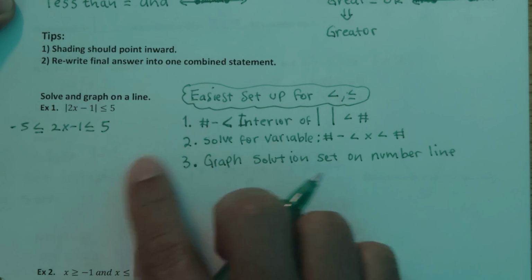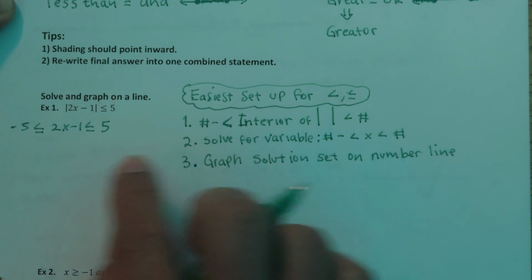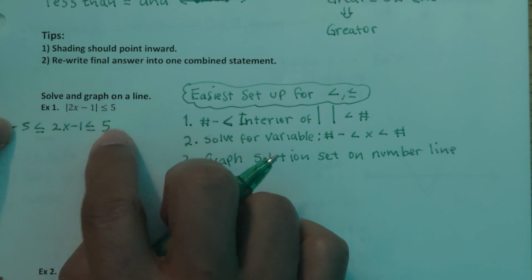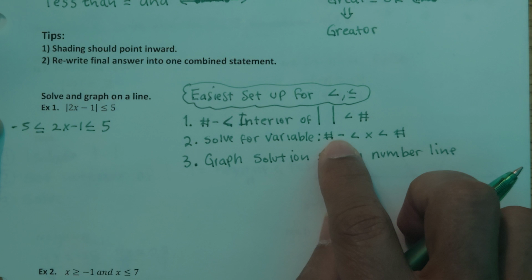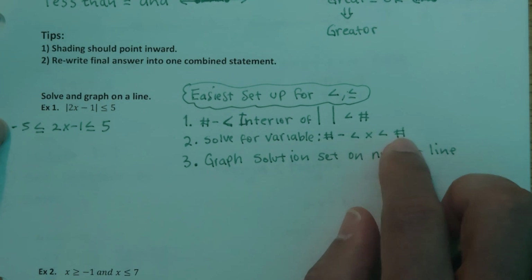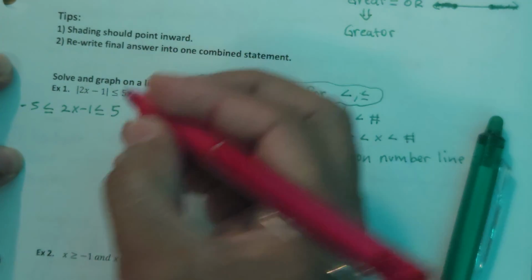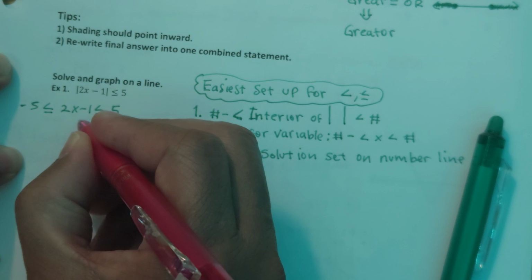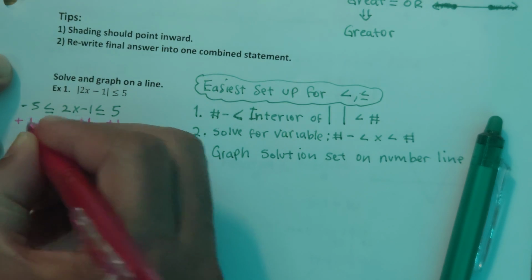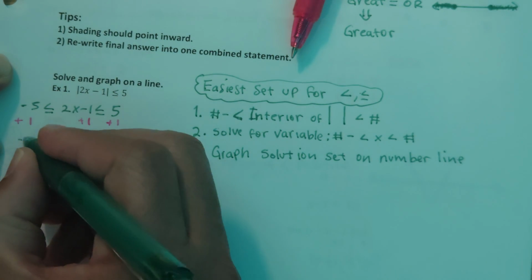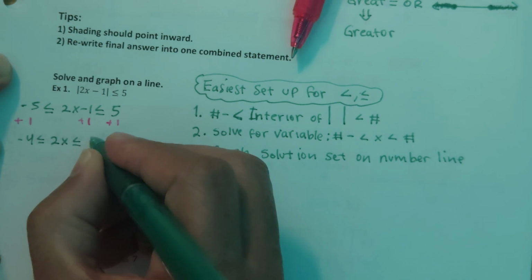From here, you move on to step number 2, which is to solve for the variable. Notice that we have the variable in between the negative and positive numbers, so we try to get the x by itself in between. Once we're done, we should have a negative number on the left, x in the middle, and a positive number on the right. Let's start solving. The difference here is you have to do it to the left and to the right. So I'm going to add 1 to the middle, add 1 to this 5, and add 1 to this -5. Then -5 plus 1 is -4, less than or equal to, we have only 2x in the middle, and then 5 plus 1 is 6.